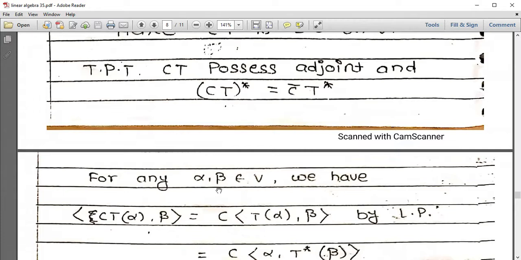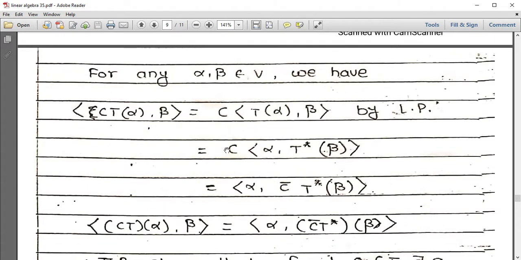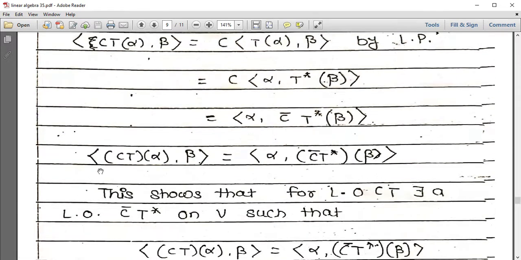For any alpha, beta belonging to V, we have the inner product of (cT)(alpha) and beta equal to c times the inner product of T(alpha) and beta, by the linearity property of inner product space. Hence, this is equal to c times the inner product of alpha and T star of beta, which is equal to the inner product of alpha and c bar times T star of beta.